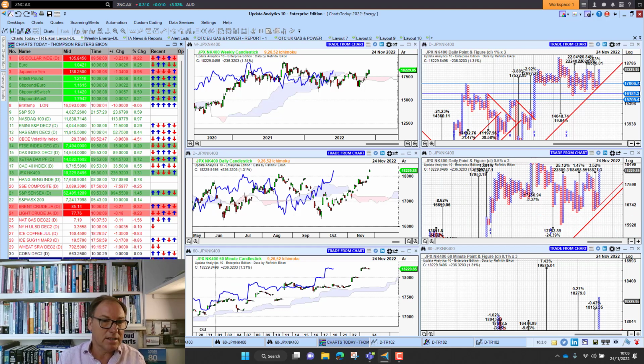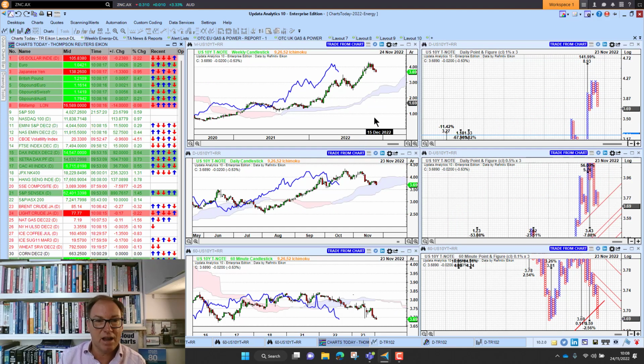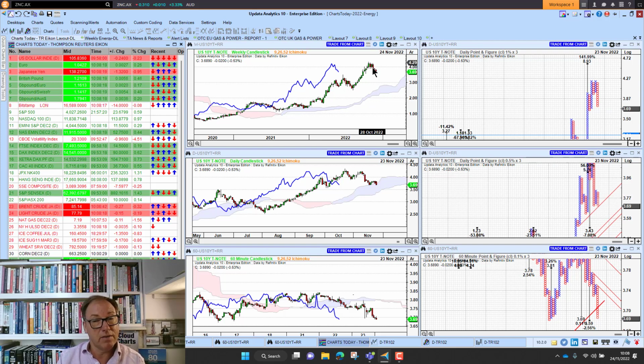Just a look at other markets. We've got gold up 0.5%, so that's quite key. And of course, we mentioned 10-year yield sitting at 3.7%, so they have pulled back there. So that longer dated yield pulling back faster.